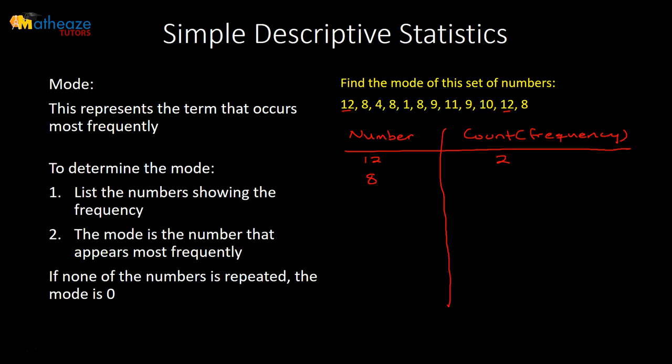We look at 8. How many times do we have 8? 1, 2, 3, 4. Appears 4 times. Let's look at 4. It appears just once. Let's look at 1. It appears just once. What about 9? It appears 1 here, 2 here, 2 times. And then we're left with 11, which appears once, and then 10, which appears once. So our mode, we're going to look at the frequency and look for the largest frequency. The mode is 8 because it has a frequency of 4.